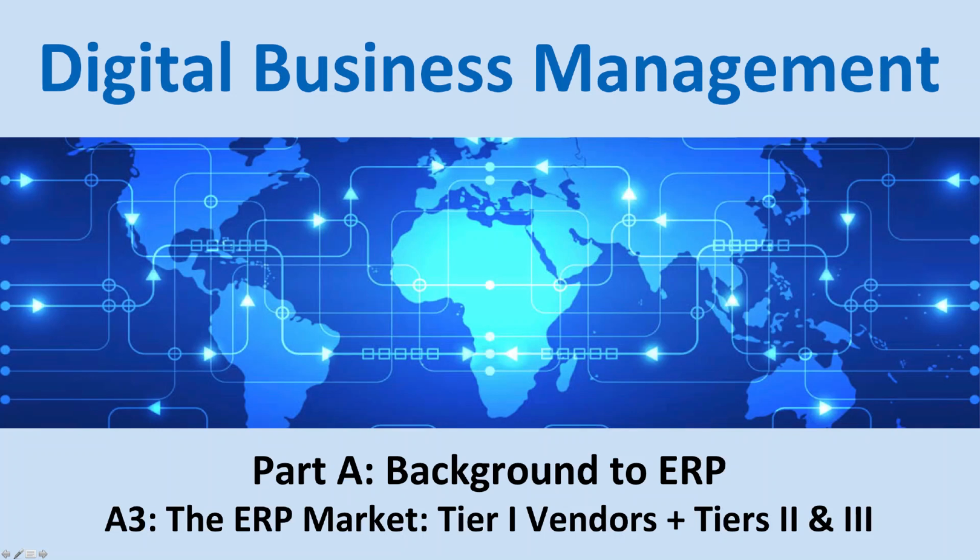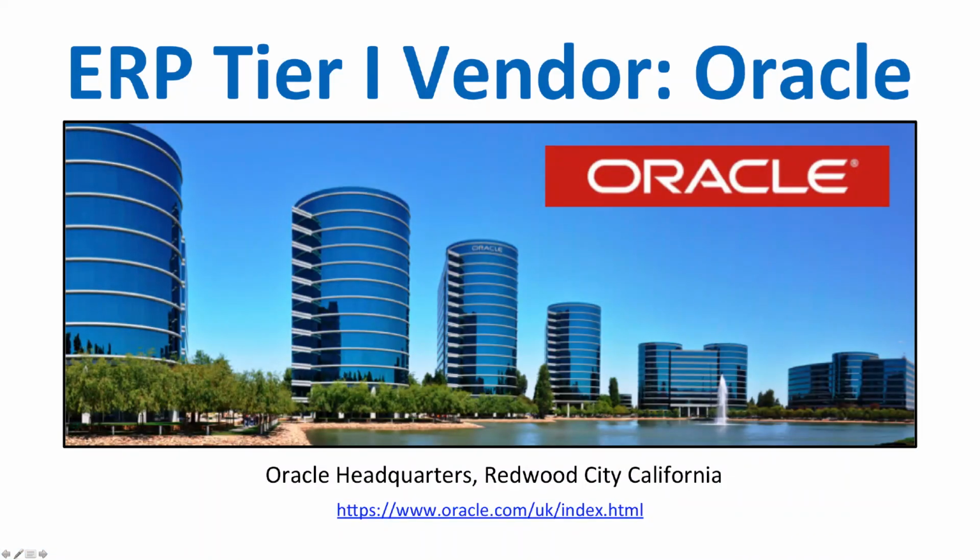So in A3, we're going to look at the ERP market, Tier 1 vendors and Tiers 2 and 3. So the biggest company, you've got Microsoft as the biggest software company, followed by Oracle, with their headquarters in Redwood City, California. And then after that you have SAP. So you'll find there are videos in this series. I'm not going to play them as I go through making this video because it would just be unproductive in terms of resources, but you can go and play this as a presentation as I'm doing now, and then you'll be able to play the videos, etc.